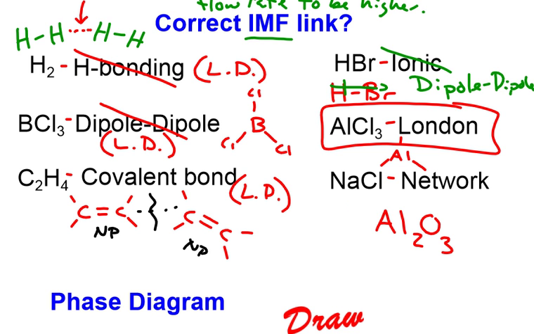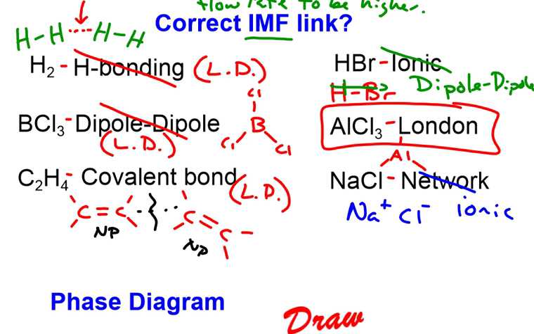Well, you're putting a hole in my problem here. Why isn't this a network? First off, what is the answer? That's ionic. That's Na plus to Cl minus. So that is definitely ionic.